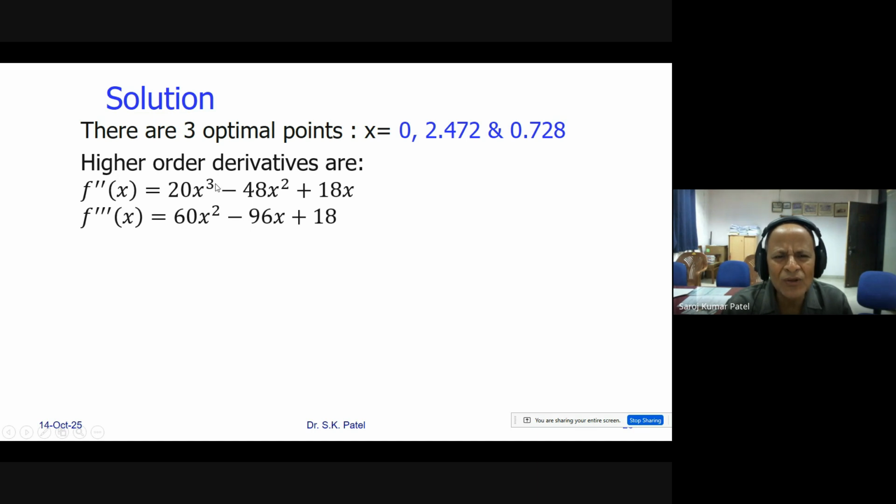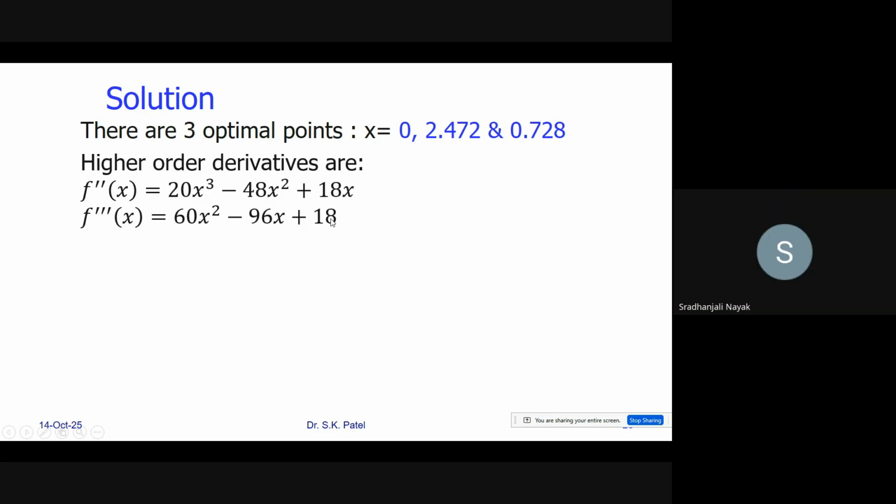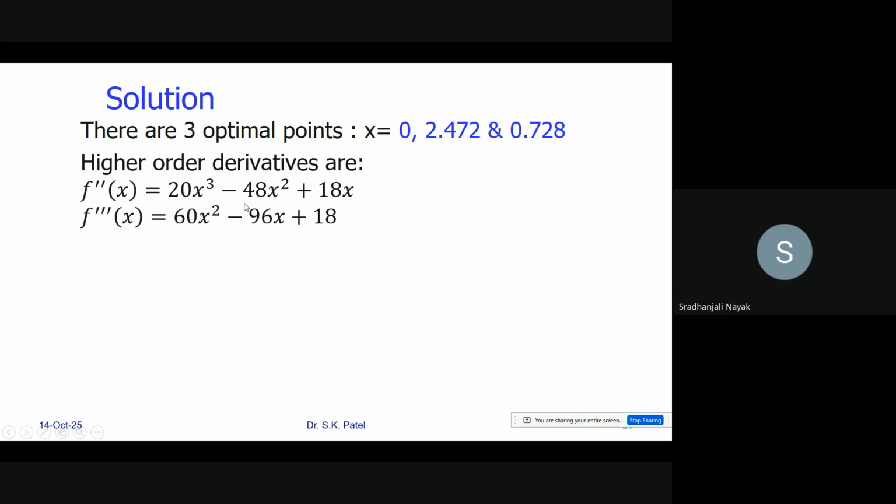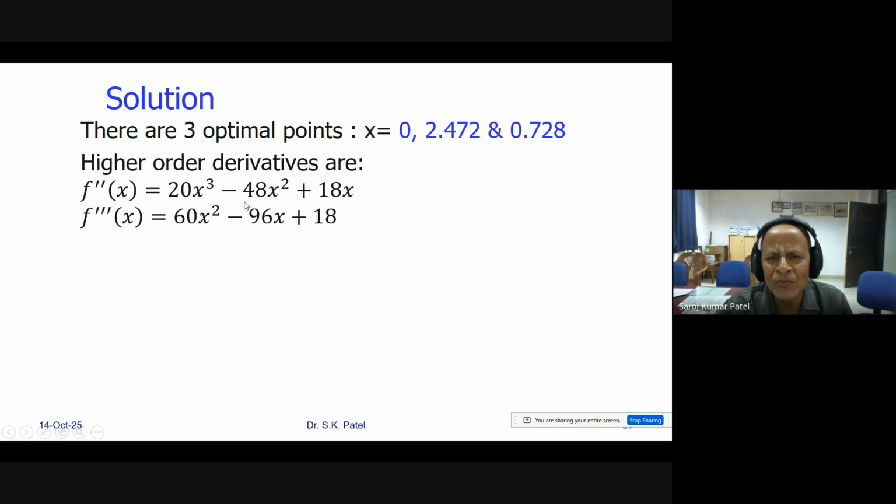And third order will be one order lower. So x cube will be 3x square, so 3 into 20 is 60. X square will be twice x, so 2 into 48 is 96. And 18x will be 1, so 18 into 1 is 18. We will now check for each value of x. X equal to 0, we will check. Then x equal to 2.472, we will check. At third order of derivative, we will get for the first time a non-zero value.